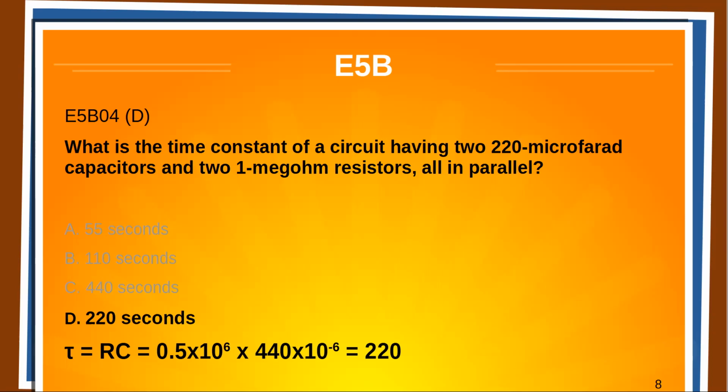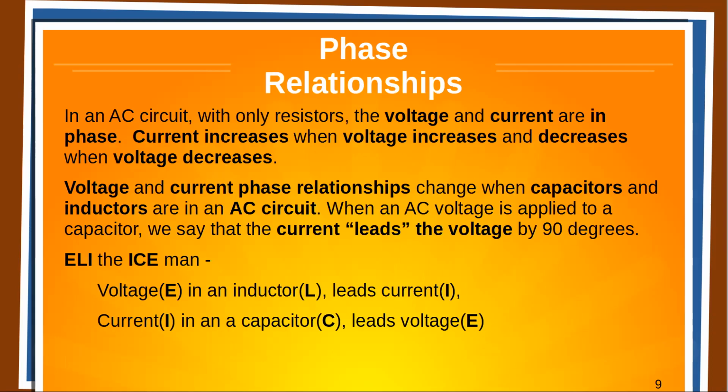Okay, if we only have resistors in an AC circuit, the voltage and current are always going to be in phase, because real resistors do not have any reactance. If it's a wire wound resistor, then this isn't true, because they have inductance. But we're not talking about that.